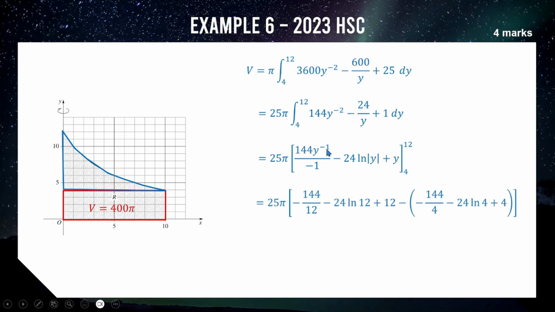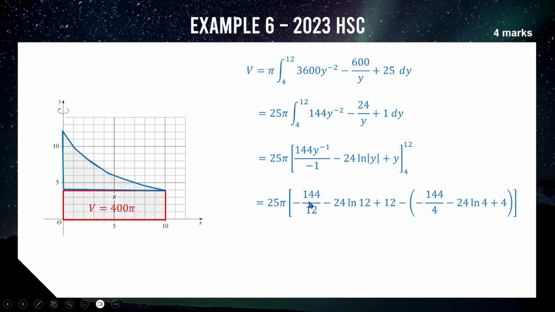When we chuck in 12, we're going to have this y to the negative 1 going down below. So we're going to have a 12 on the bottom. We've got 24 log 12 here, and we've got 12 here. Now subtracting from that, subbing in 4, we're putting a 4 on the bottom here, putting a 4 in the log here, and then putting a 4 on the end here. Okay, now the goal is just simplify this as much as possible and then try and get 4 marks.